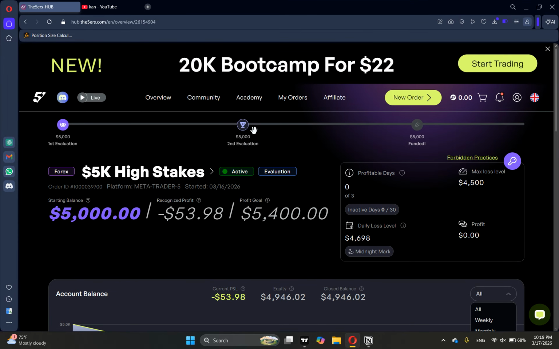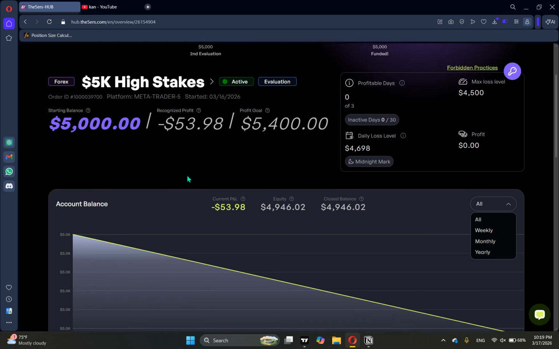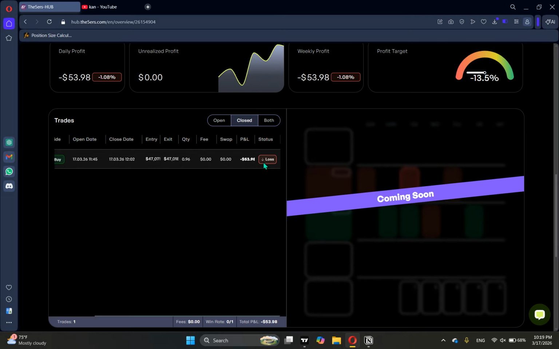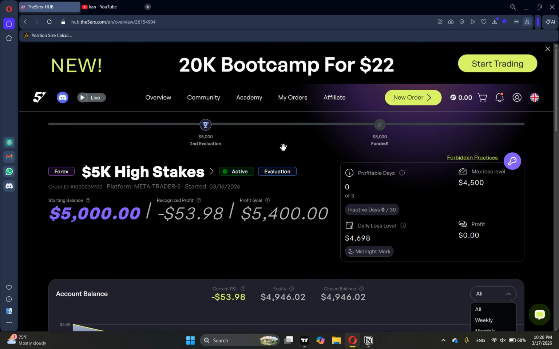And I also bought a 5K account, 5,000. So today 53.98. So I'm risking 1% on this account, trying to pass it.